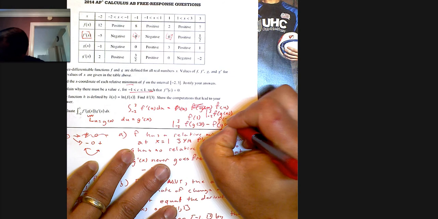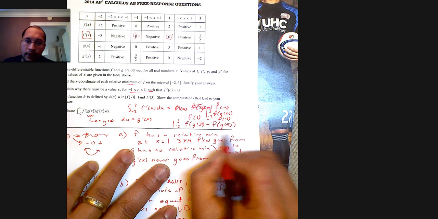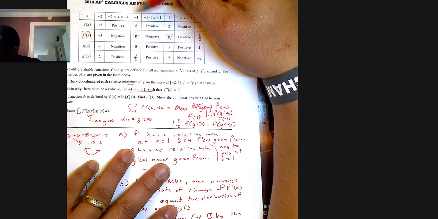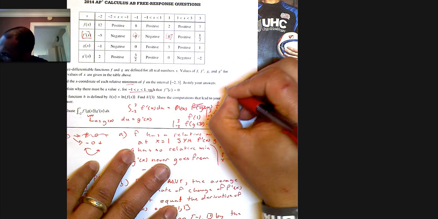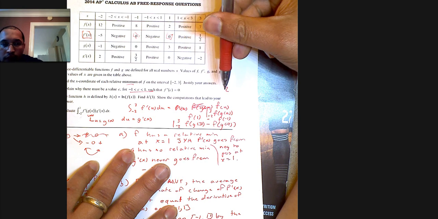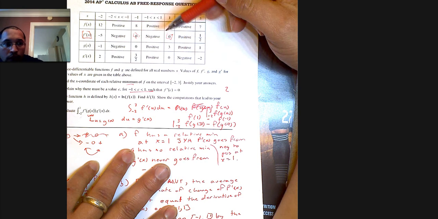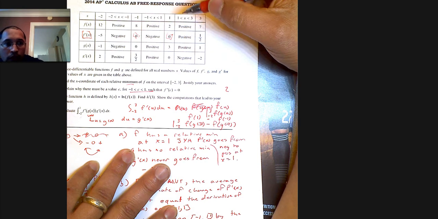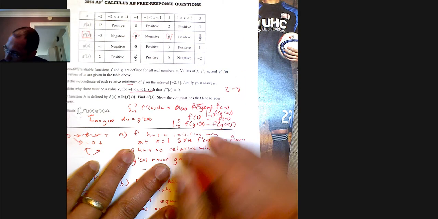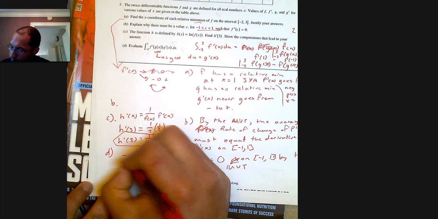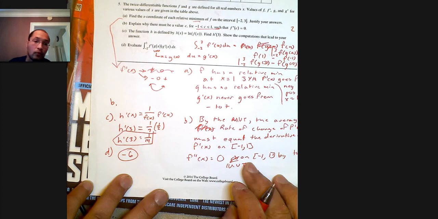So we're doing f of 1 minus f of -1, so f of 1 is 2. And then f of -1 is 8. So 2 minus 8 is -6. Wow. Okay, so moving on.